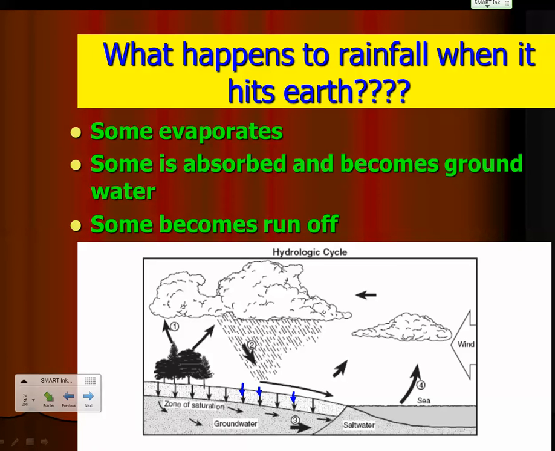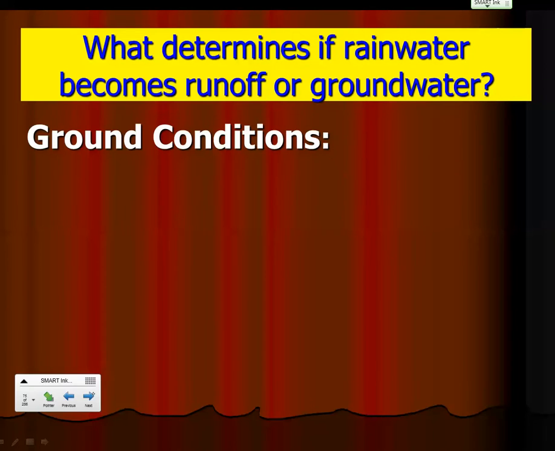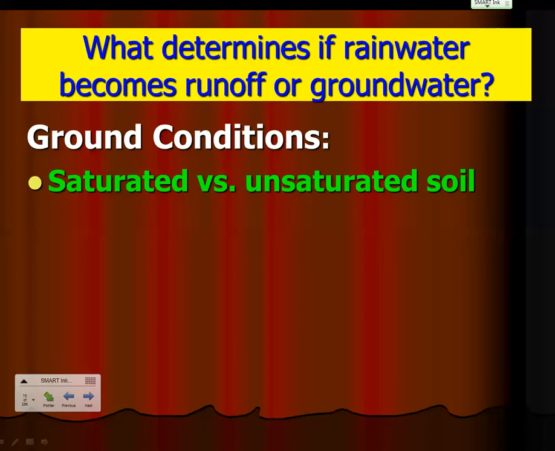But some becomes runoff. So some doesn't soak in and it runs off into the sea. That's runoff. You've seen it around here. Happens after rainstorms or in the spring, all that snow melting. So what determines if rainwater becomes runoff or groundwater? Well, it has to do with the ground itself. So first of all, is the ground wet? Is it saturated? If it is, then water can't soak in anymore and it's going to run off more.